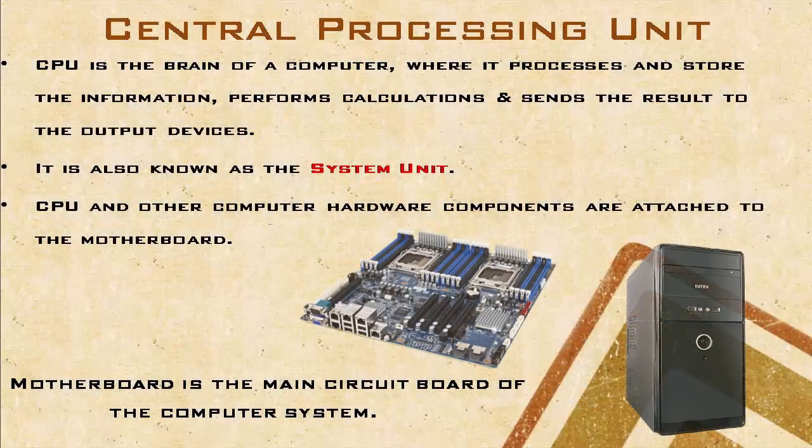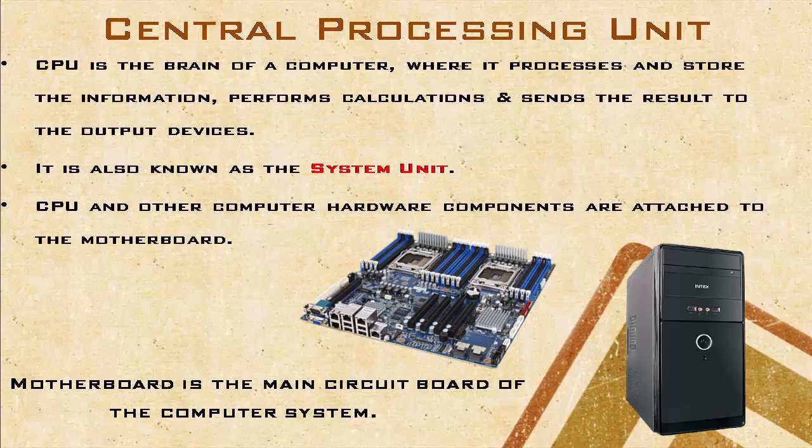What are processing devices? When we give input to the machine, it processes that data or information, then gives the output through an output device like a monitor or printer. Now the processing device is the central processing unit, or CPU.